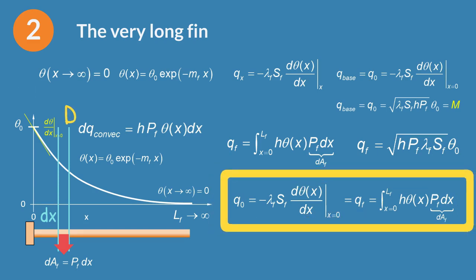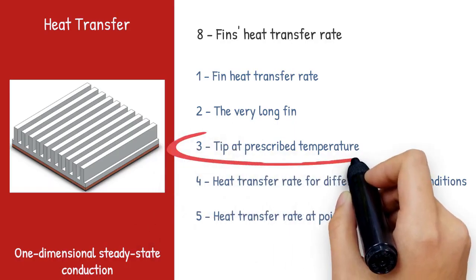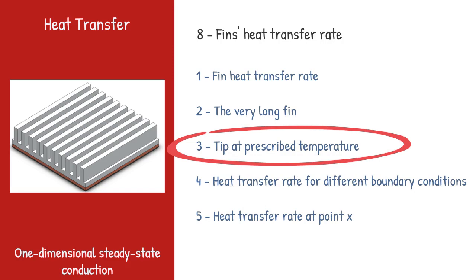This is also true for case A, fin with convective tip, and case B, fin with adiabatic tip. However, it is not for case C, a fin with prescribed temperature at the tip. Let's study the heat transfer rate for case C.